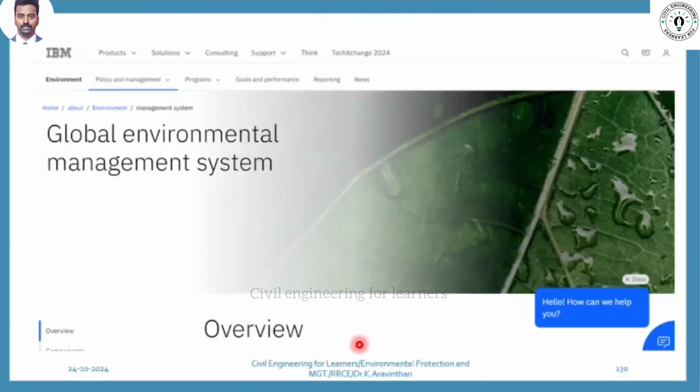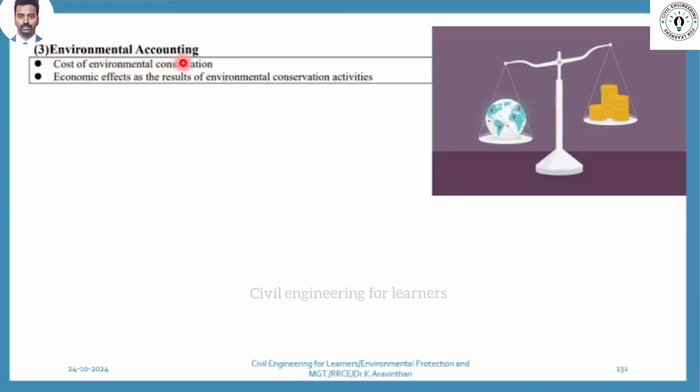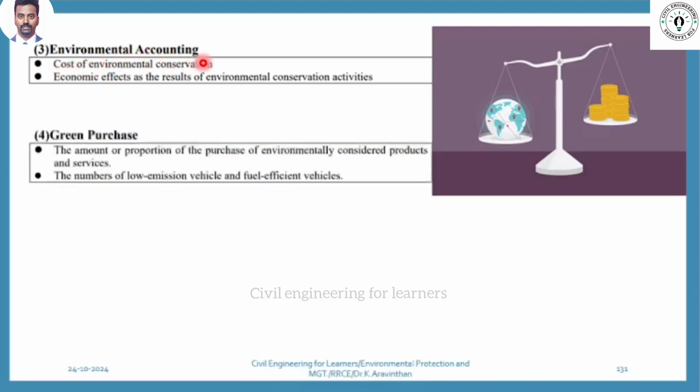Now, this is an image I have taken from IBM. They also come with a global environmental management system. Then the next one is environmental accounting. Environmental accounting is how much resource is consumed and converted into money. What do they finally do? The organization earns money. How much environment do they consume in order to make money? If more environment is consumed, then the performance will be checked. The environmental accounting covers the cost of environmental conservation, how much they do.